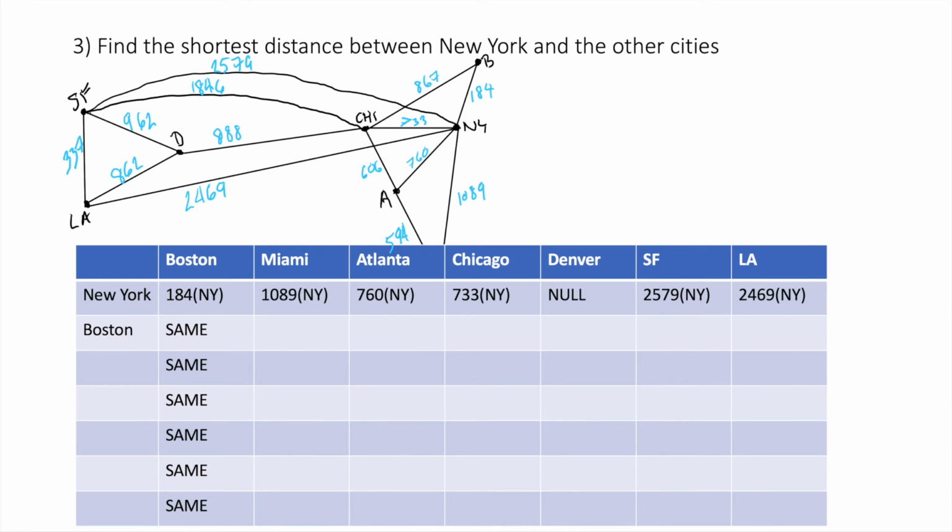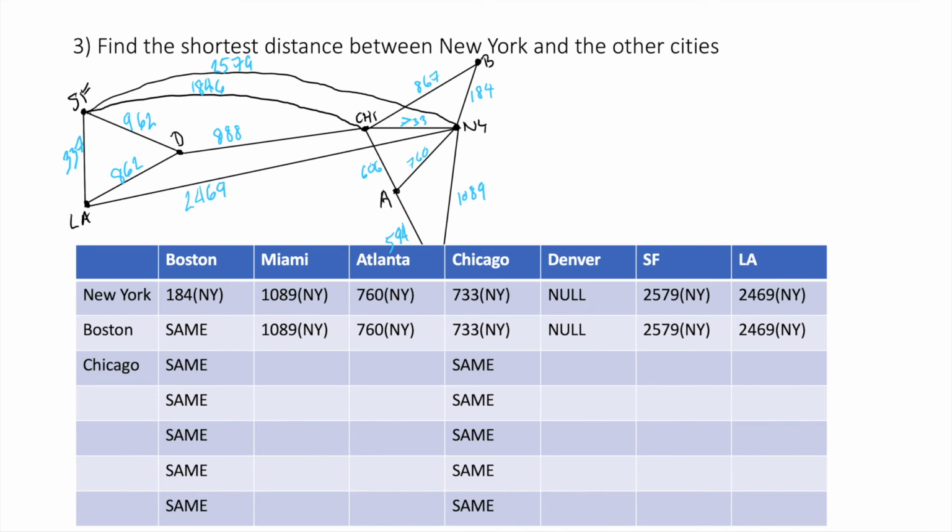Boston, it'll all be the same. That's the shortest way to go there since it's a direct flight. And then from New York to Miami, even using Boston, the shortest is still 1,089 from New York. For Atlanta, it's still shorter to go 760 from New York. Chicago via New York is also still 733. Using Boston, you still can't get to Denver, so it's still null. San Francisco is the same thing, still 2,579 miles from New York. LA is still the same, 2,469 miles from New York.